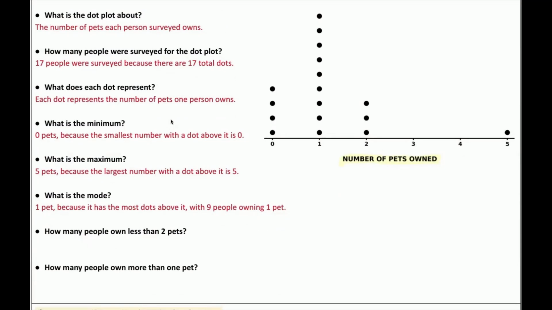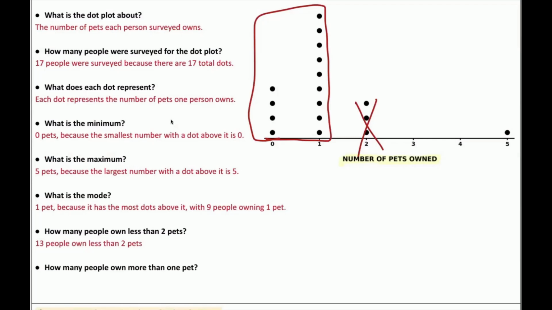All right, this next question, how many people own less than 2 pets? So we can't include 2. We're not including 2, but we're including all of the dots that are less than 2. So if we count all of these dots, we get 13. So 13 people own less than 2 pets.